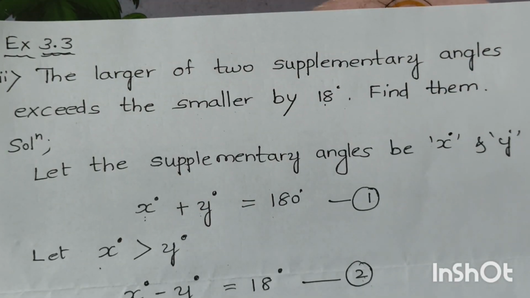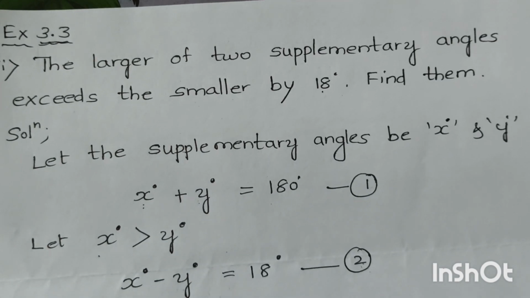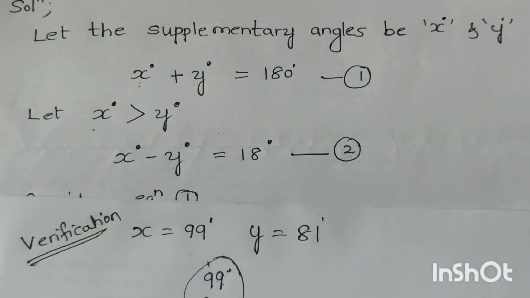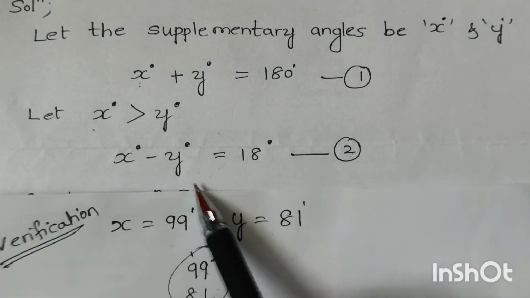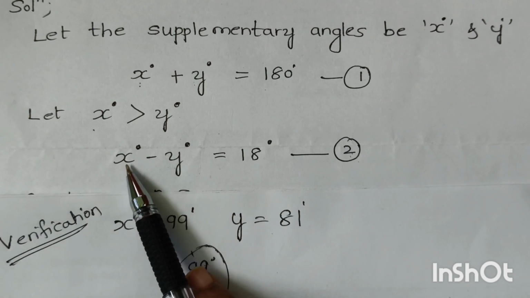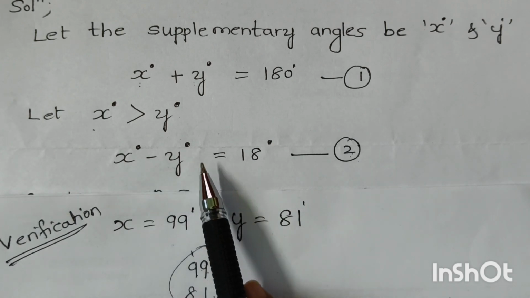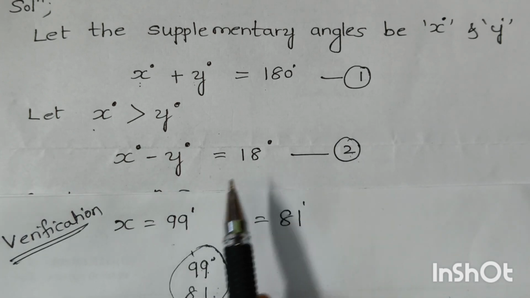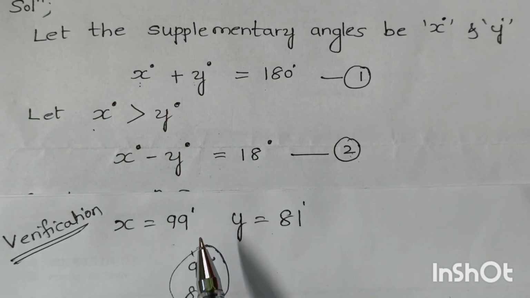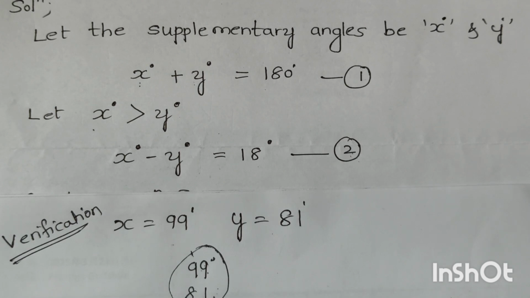What did they tell you? I will explain the second equation in the verification. What they told us: the first angle, that means the angle x, exceeds the angle y by 18 degrees. It means angle x is 18 degrees more than y. Whether it is 18 degrees more?